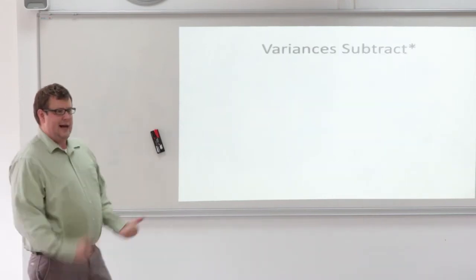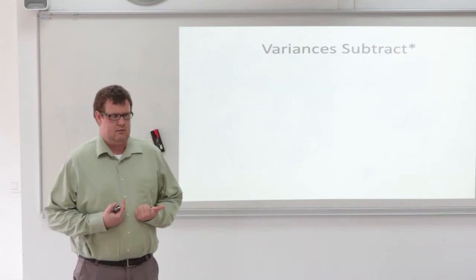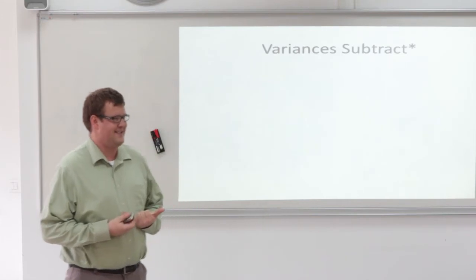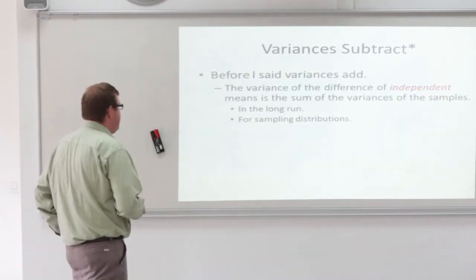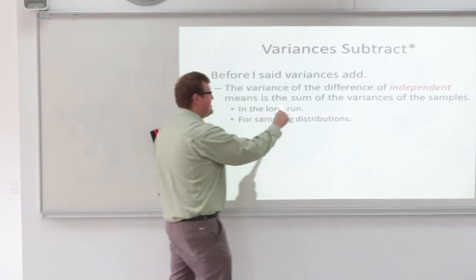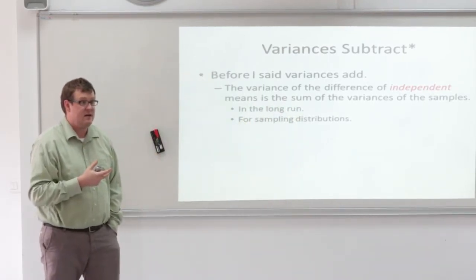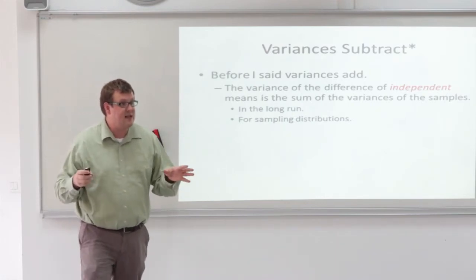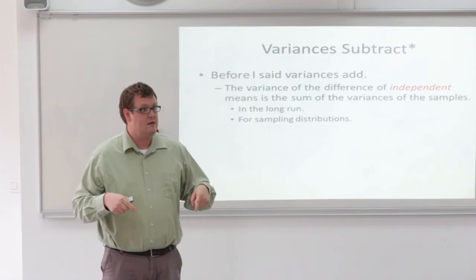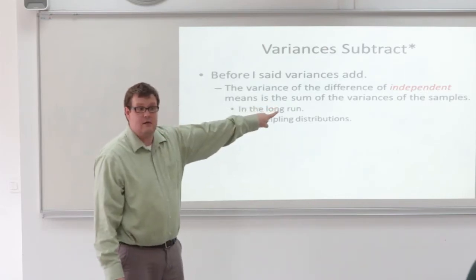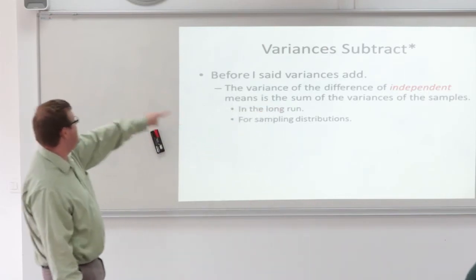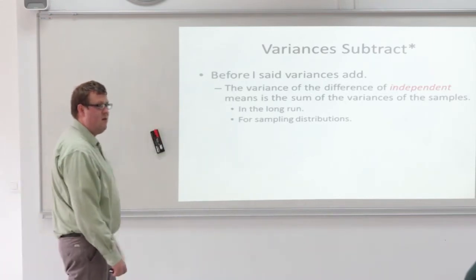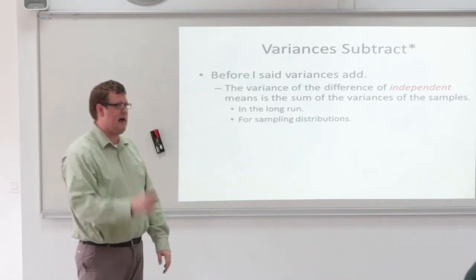Okay. Last class, I said that variances add, right? Here I'm saying that variances subtract. It depends. So, the variance of the difference of independent means. Remember last class we were doing independent t-tests? We had independent samples, and I said that the variances added. That's because they were independent. So the variance of the difference of independent means is the sum of the variances in the samples in the long run, or for sampling distributions, which we did last time.